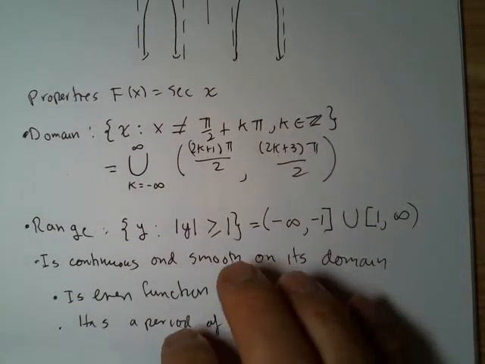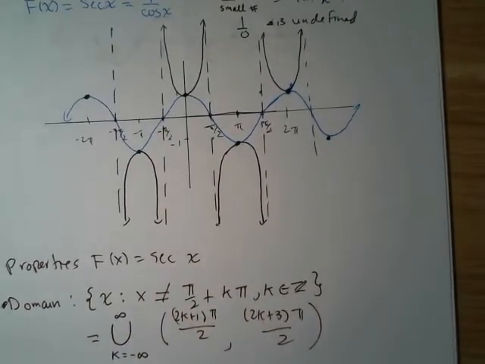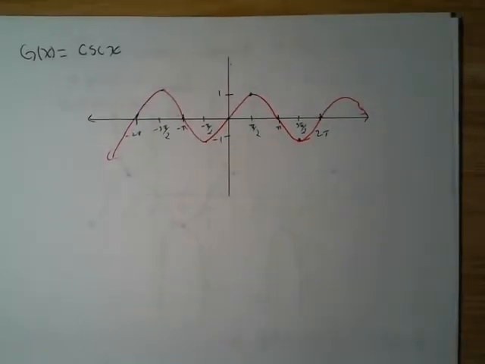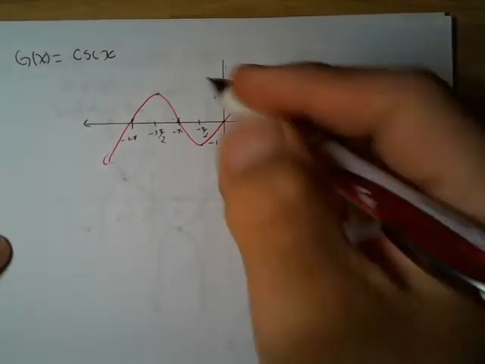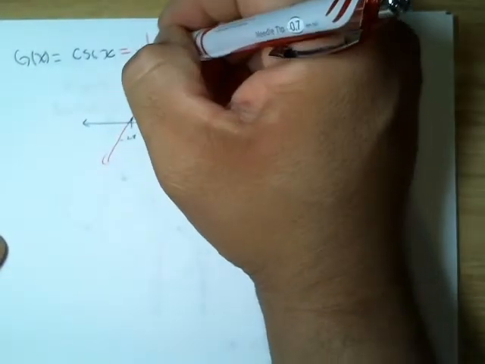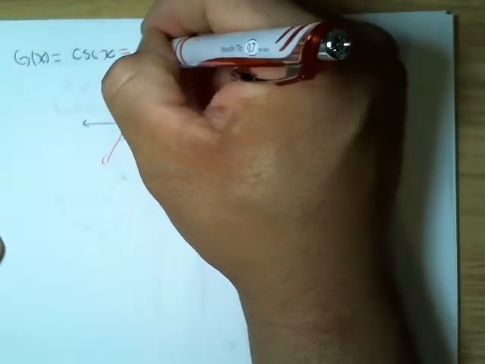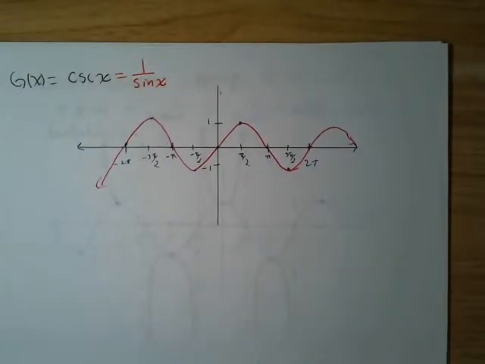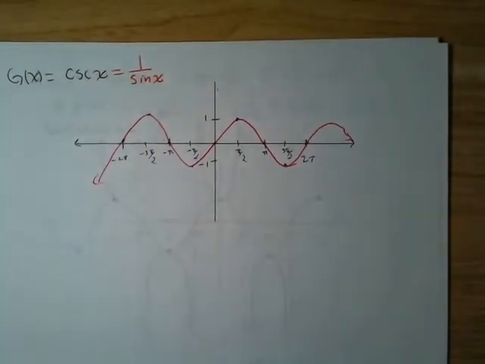All right, so we saw how we did the secant. Let's take a look at the cosecant. Now we're going to use the same kind of ideas that we did before in the secant graph to graph the cosecant. So cosecant is 1 over the sine of x.